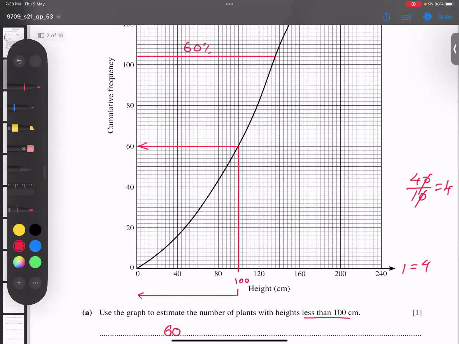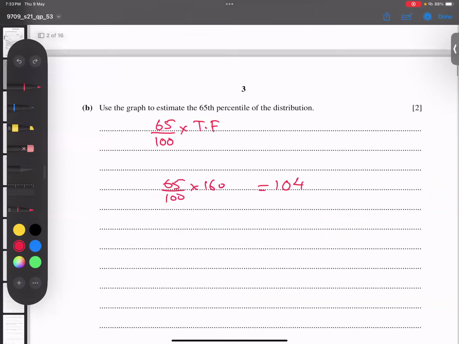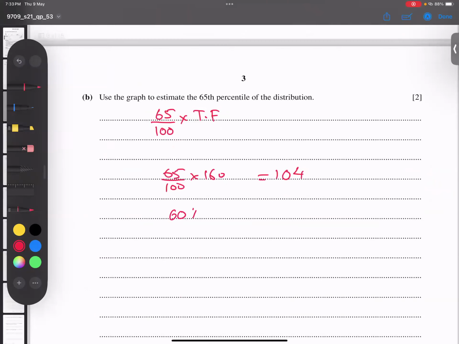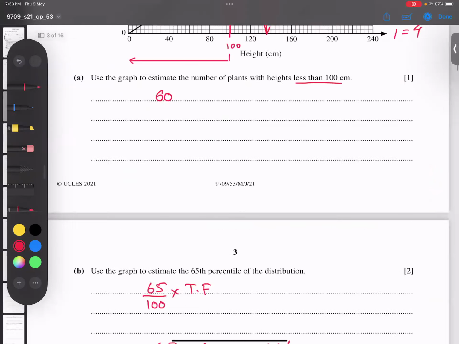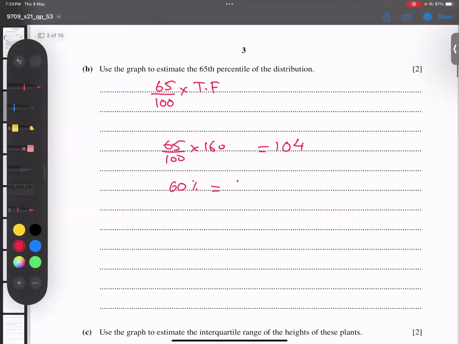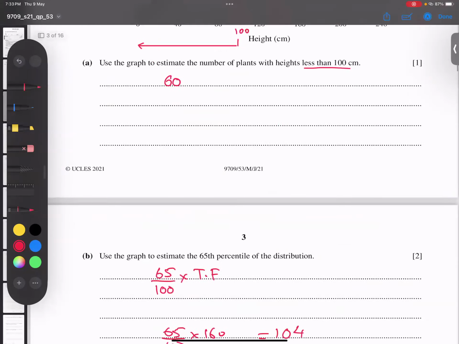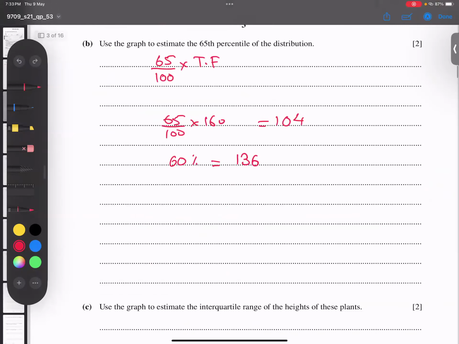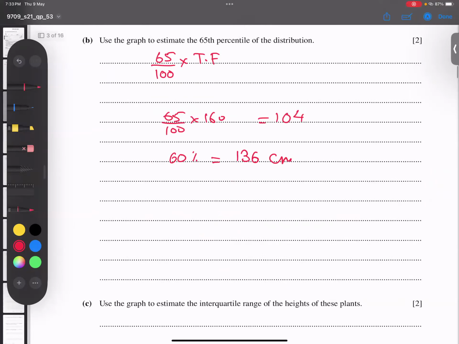Then I'll come down from here. This is my answer. How to find this? One box is 4, make sure: 1, 2, 3, 4. Four 4s are 16, and 120 plus 16 is 136. I think you got the point. So the 65th percentile is 136 centimeters. I think this question is very easy. Let's go for the next part.